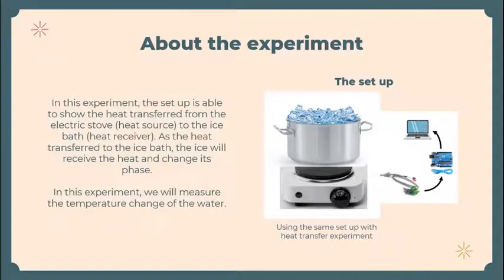In this experiment, the setup is able to show the heat transferred from the electric stove, or the heat source, to the ice bath, or the heat receiver. As the heat is transferred to the ice bath, the ice will receive the heat and change its phase. We will measure the temperature change of the water. Actually, we can also calculate the heat required for the phase change in water. However, because the time is limited and I don't have a weight scale to measure the mass, I don't calculate the heat.